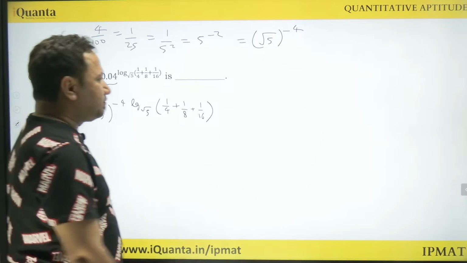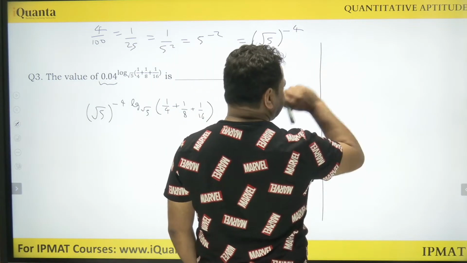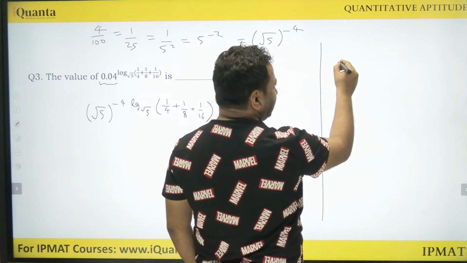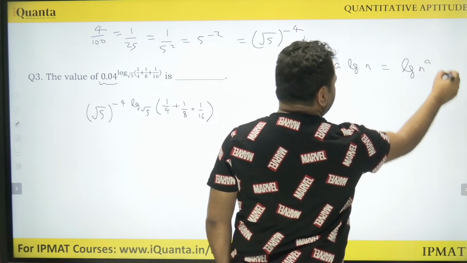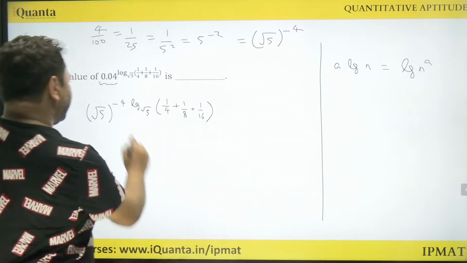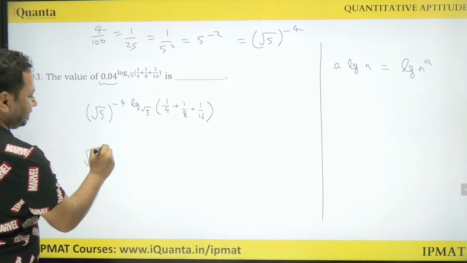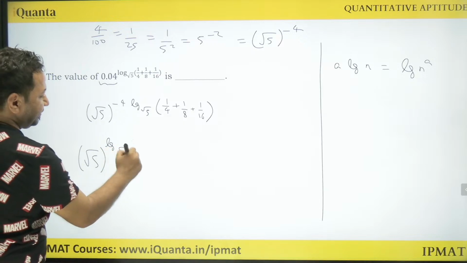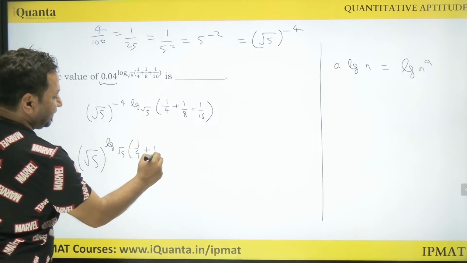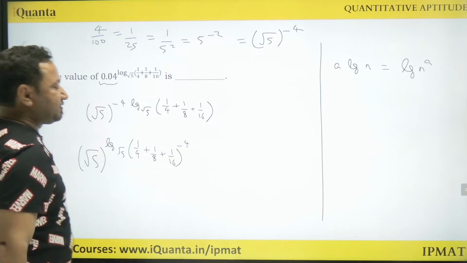Now, we know certain properties of logs. If we have something like this, a log n will be equal to log n to the power a. So I can send this minus 4 over here. So I'll have root 5 to the power log base root 5 of (1/4 + 1/8 + 1/16) to the power minus 4. Alright, there's one more thing that we know.